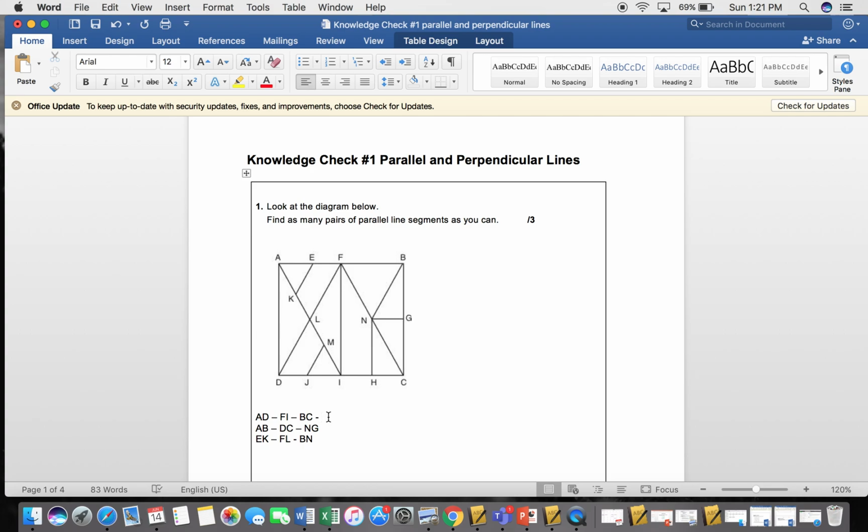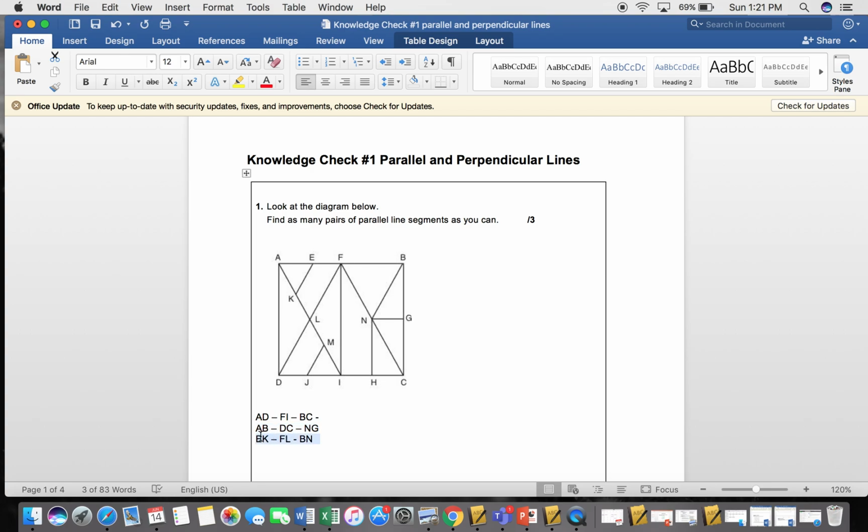Another set is all the lines that are horizontal, so running across the page from left side to right side or right side to left side. So looking at these horizontal lines, we said A to B was parallel to D to C, which was also parallel to N to G. So as long as you got a couple examples there, there's your second mark.